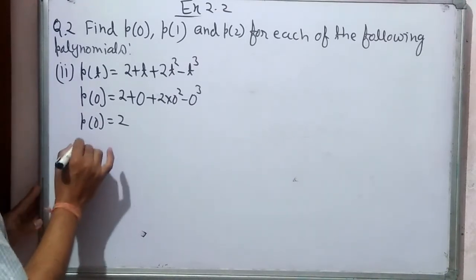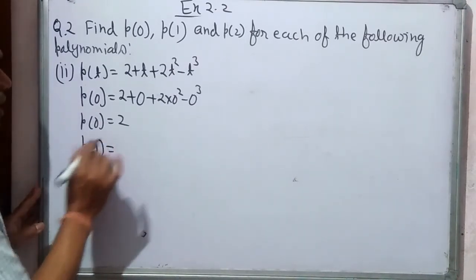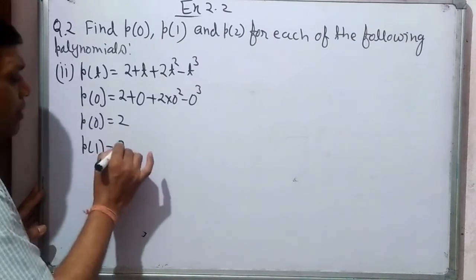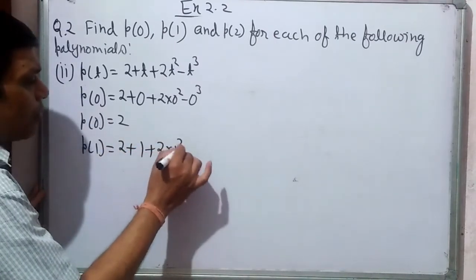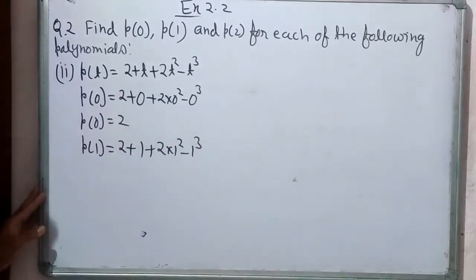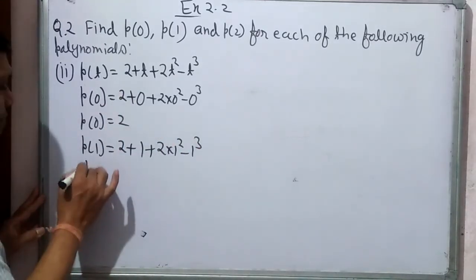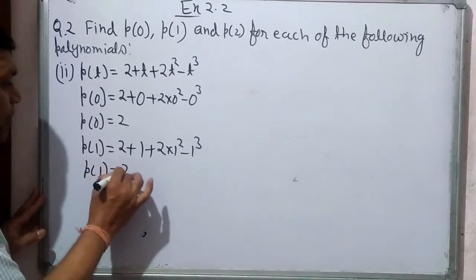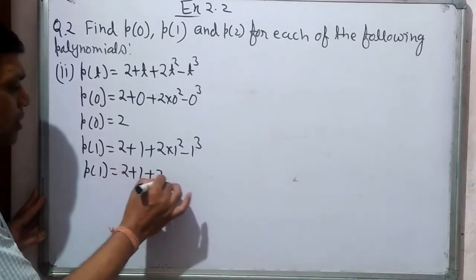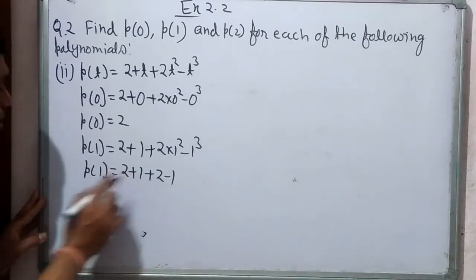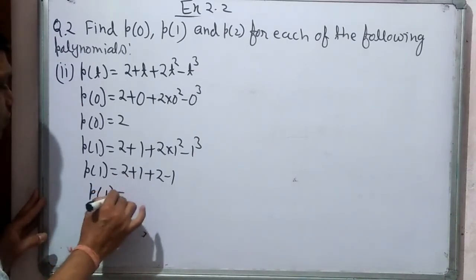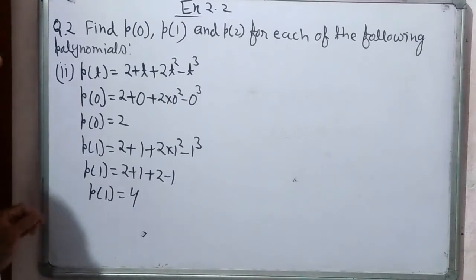Let us find out the polynomial's value at t equals 1. Replace t with 1: 2 into 1 square minus 1 cube. Can we say this will be 2 plus 1 plus 2 minus 1? These two 1s will cancel out and we have P1 as 4.